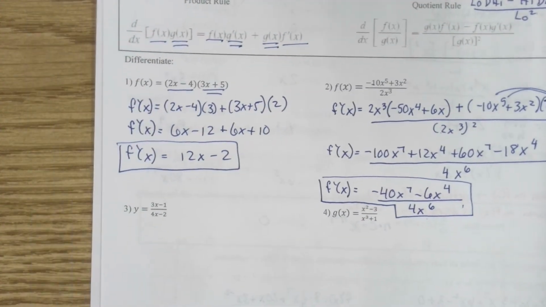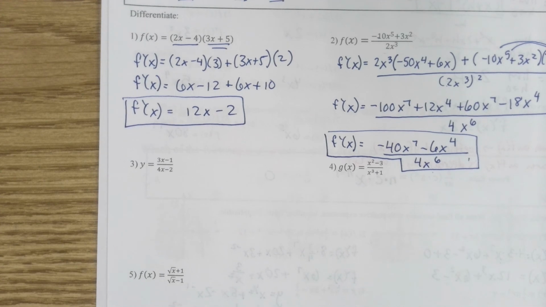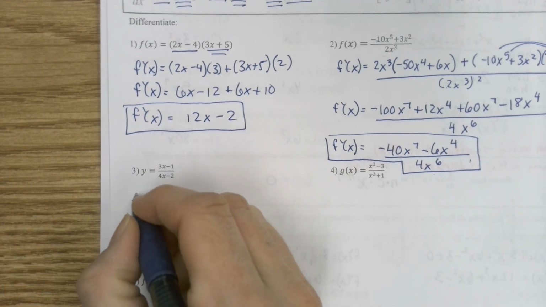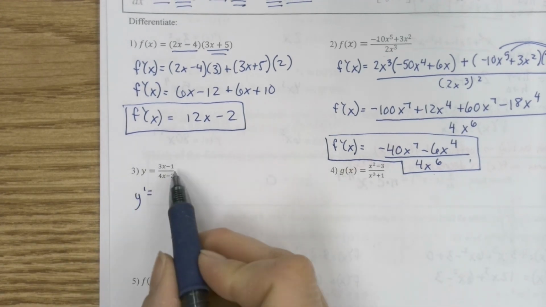All right, let's take a look at another example. Let's look at example number 3. So we're going to find the derivative, and I do not have the option of using the power rule here.